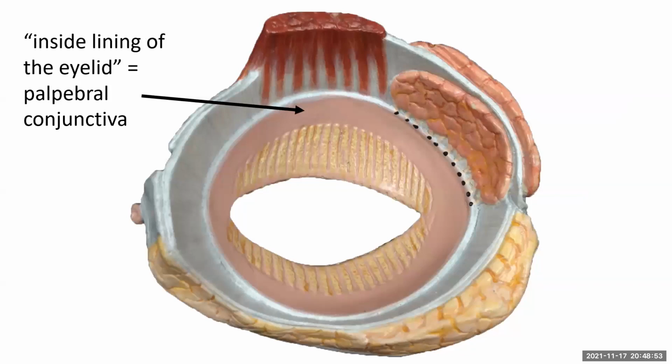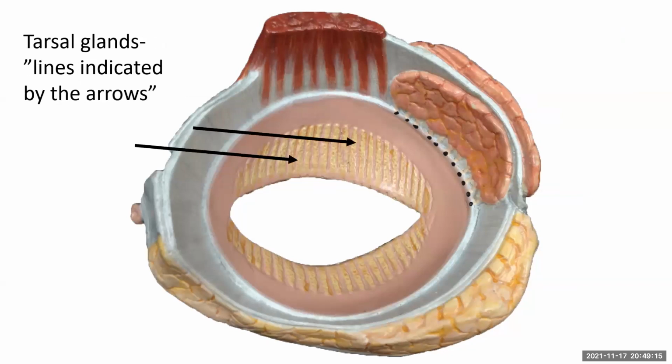Now we're looking at it from the inside. Now we'll see the lining of your eyelid. That is the palpebral conjunctiva. So if you're taking the test and it asks you to name the lining, you need to refer to the lining as the palpebral conjunctiva. Those lines that you're seeing there are the tarsal glands. Those are sebaceous glands that produce a secretion to help protect your eye, the tarsal glands.